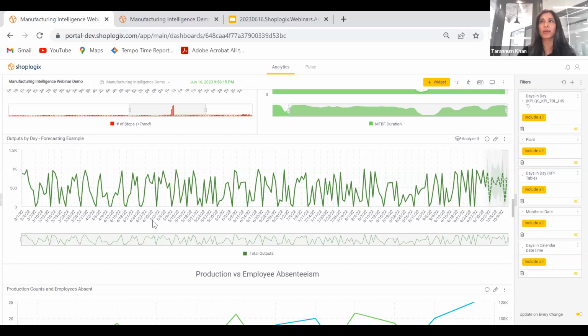So there could be a changeover happening where maybe the SKUs or the jobs are running on a 6-day period. So there are those dips and spikes. But the forecasting is really where things start to get interesting.